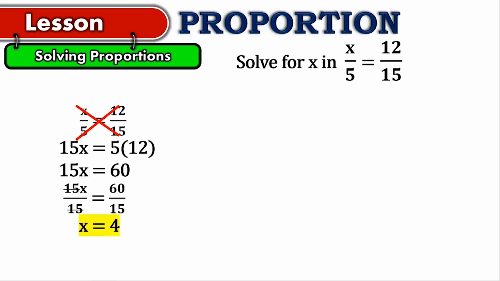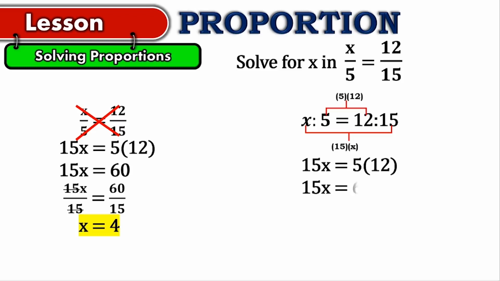The other solution is using the notation with colons. In this notation, the product of the extremes is equal to the product of the means. We need to get the product of the extremes 15 and x and the product of the means 5 and 12. Equating these products, we have 15x equals 60, which can also be simplified to get the value of x. In this equation, the value of x is equal to 4, which is also the same as the first solution.